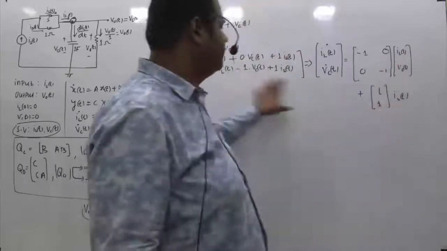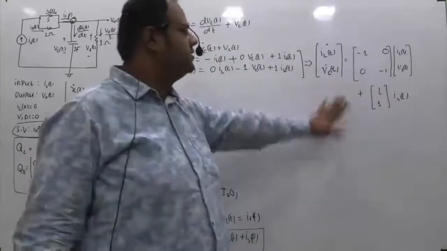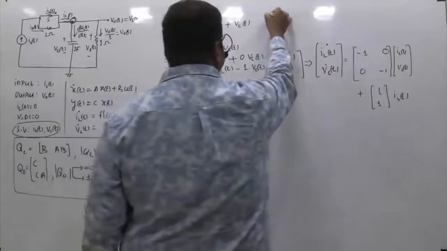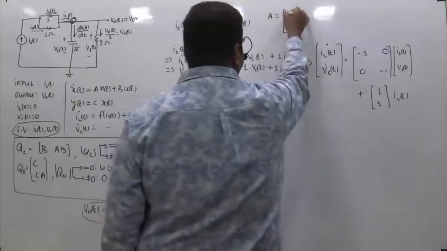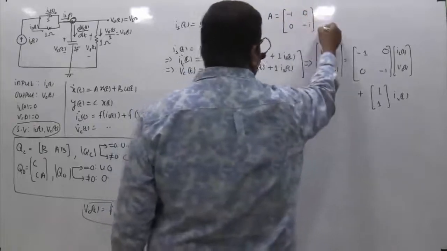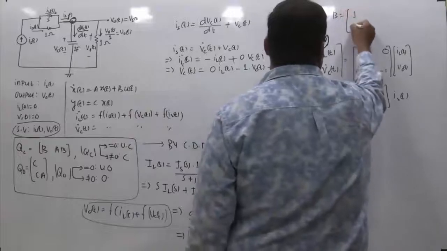So you are getting these terms plus Is of t. So the matrix representation of these two equations is something like this. From this what I can see is, I got the A matrix. My A matrix is minus 1, 0, 0 and minus 1. I got my B matrix as well. So B matrix is 1 and 1.